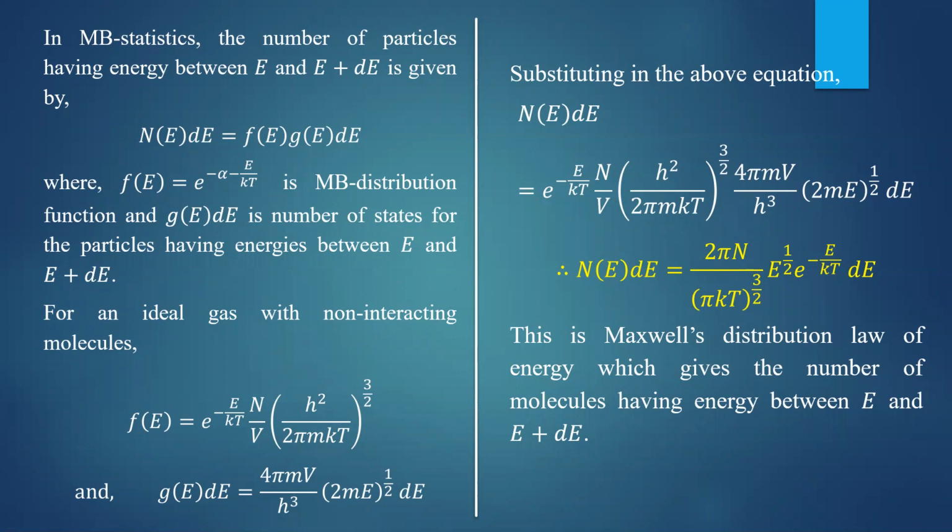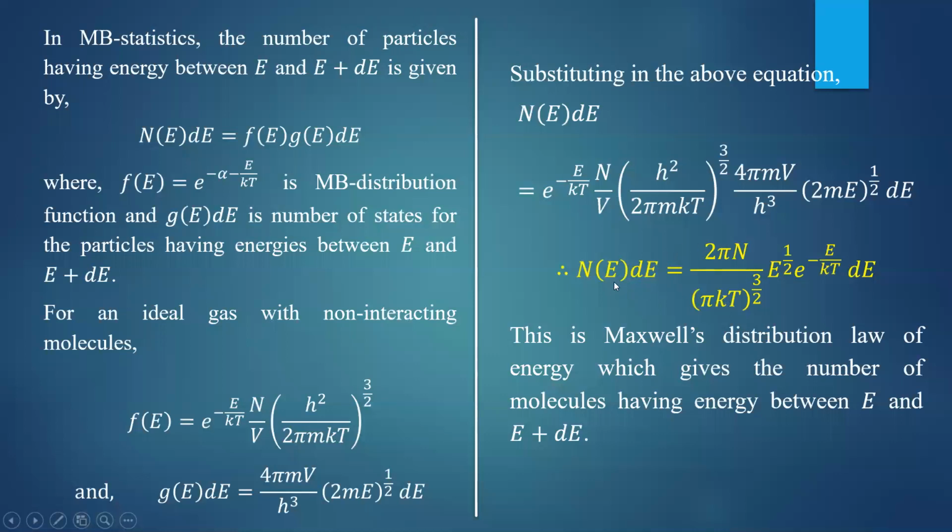It keeps decreasing as energy increases, because exponentially it is going to decrease. This is corresponding to the energy. Try to express this in terms of the velocity function. Here I have expressed the number of molecules in terms of the energy parameter, so it is a function of energy. Now we need to express this equation in terms of velocity.